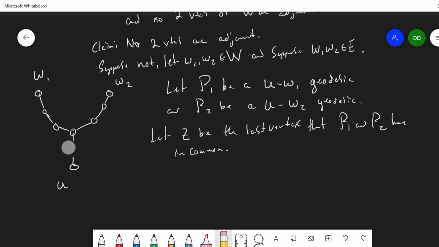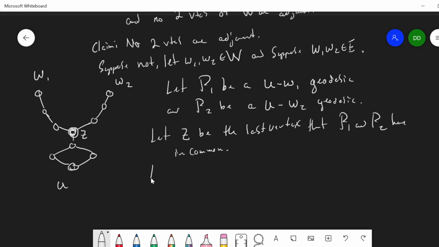Right, like I said, it's also possible that we come off of U and maybe we split. Here's P1 going over here, and then they come back together, something like this. And still, this would be the last vertex that they have in common. So this is possible, but at some point they'll have a last vertex in common. I'm calling that vertex Z.